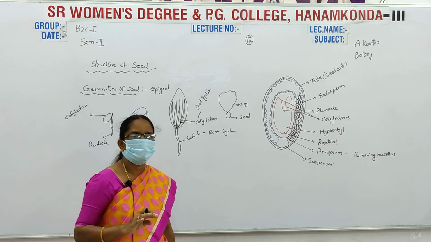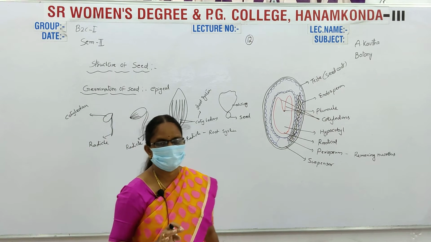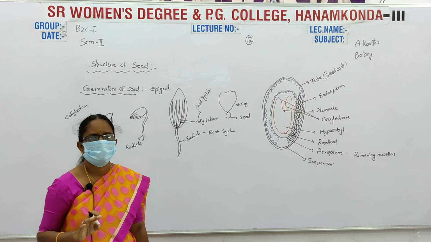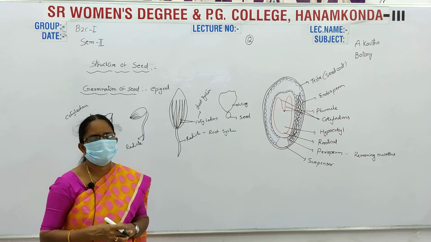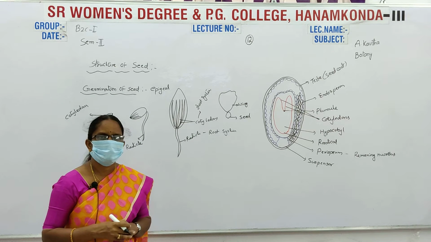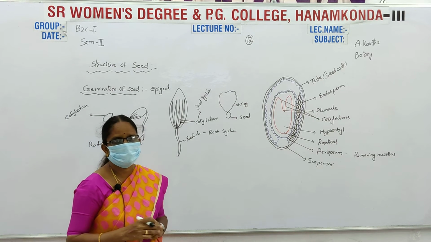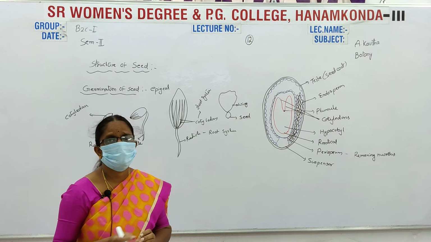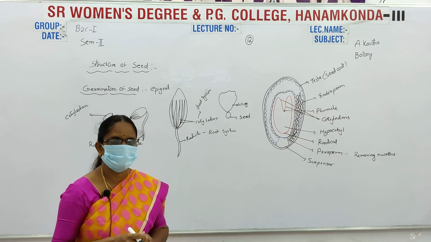And next is the economic importance of Pinus. Normally some Pinus plants are used as ornamental plants, and some plants are used, for example, as timber plants. Some plants are used in the production of resins.